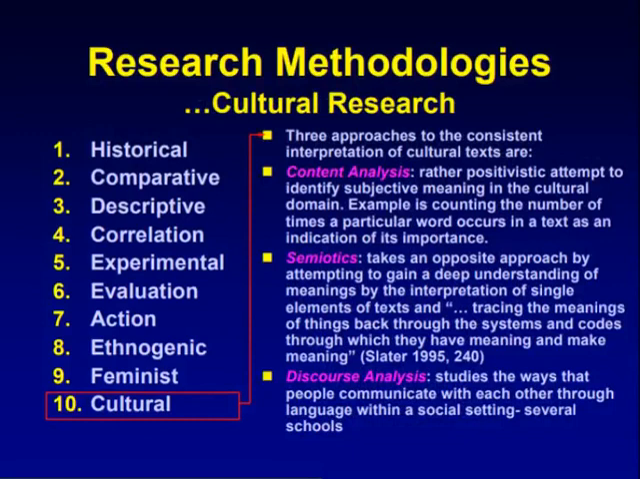meaning in the cultural domain. An example is counting the number of times a particular word occurs in a text as an indication of its importance. Semiotics takes an opposite approach by attempting to gain a deep understanding of meanings by the interpretation of single elements of texts and tracing the meanings of things back through the systems and codes through which they have meaning and make meaning. Slater, 1995, page 240.